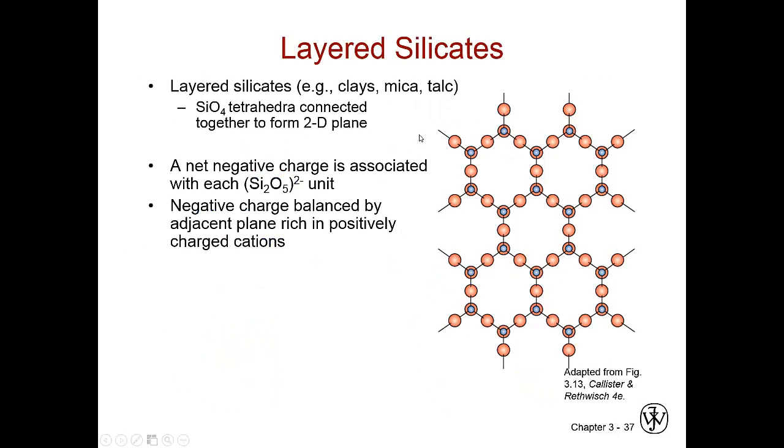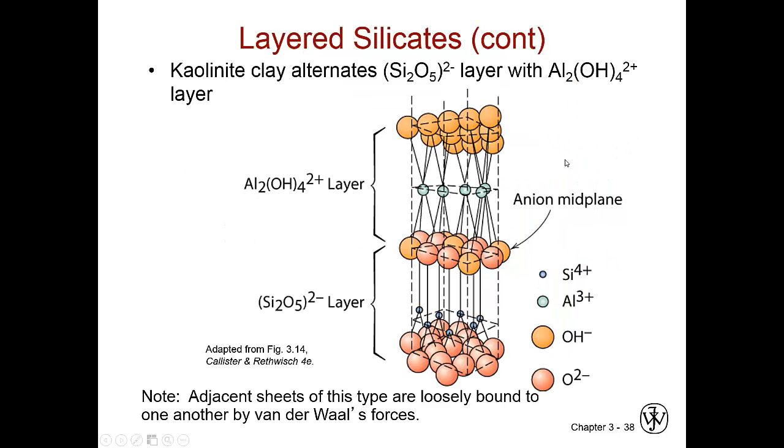Now, there's also something called layered silicates, another complex form where you have some silicon layers, and then you have some other, say, aluminum layer, and they are connected through oxygen and hydrogen layers. And as always, the negative charge has to be balanced by the positive charge. So, to give you a better example of this, we'll look at this structure. Here we have aluminum with a bunch of hydroxys up here, and then we've got silicon down here, these blue ones, and they're connected to the oxygens just like the previous tetrahedral structures that we saw before in the previous section.